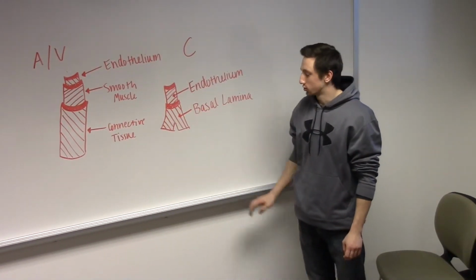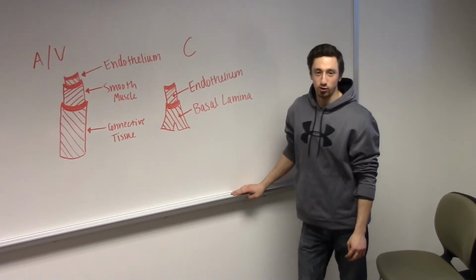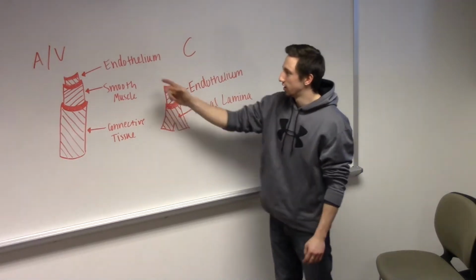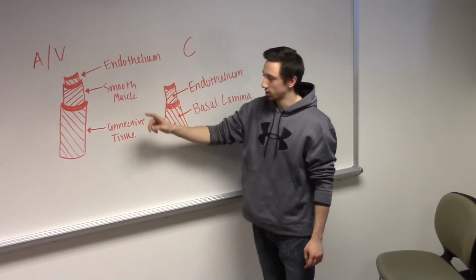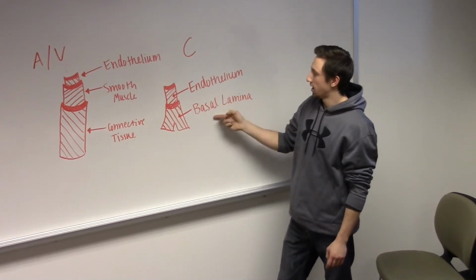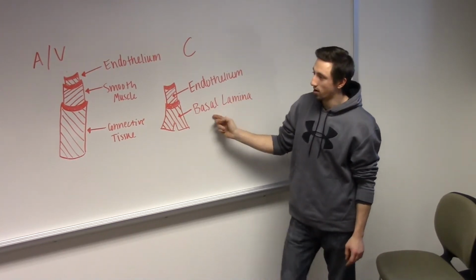All right, so looking at the structure of the different blood vessels now, we have arteries, veins, and capillaries. Arteries and veins share similar structures. The innermost layer is the endothelium, then smooth muscle, then connective tissue. On the capillaries, the innermost layer is the endothelium, and the outermost layer is the basal lamina.